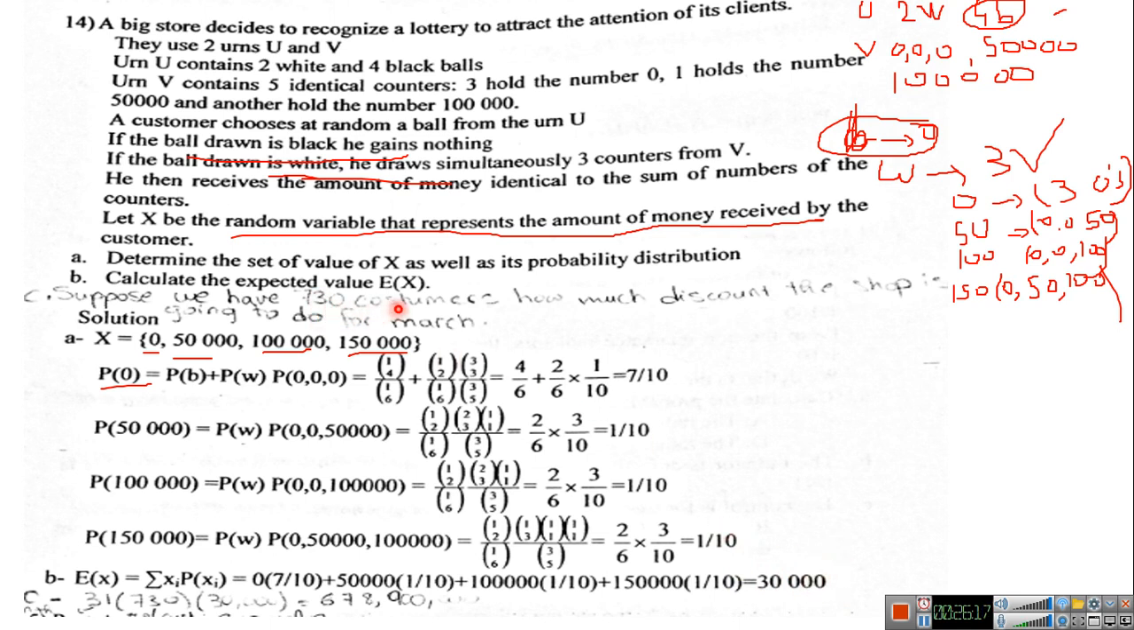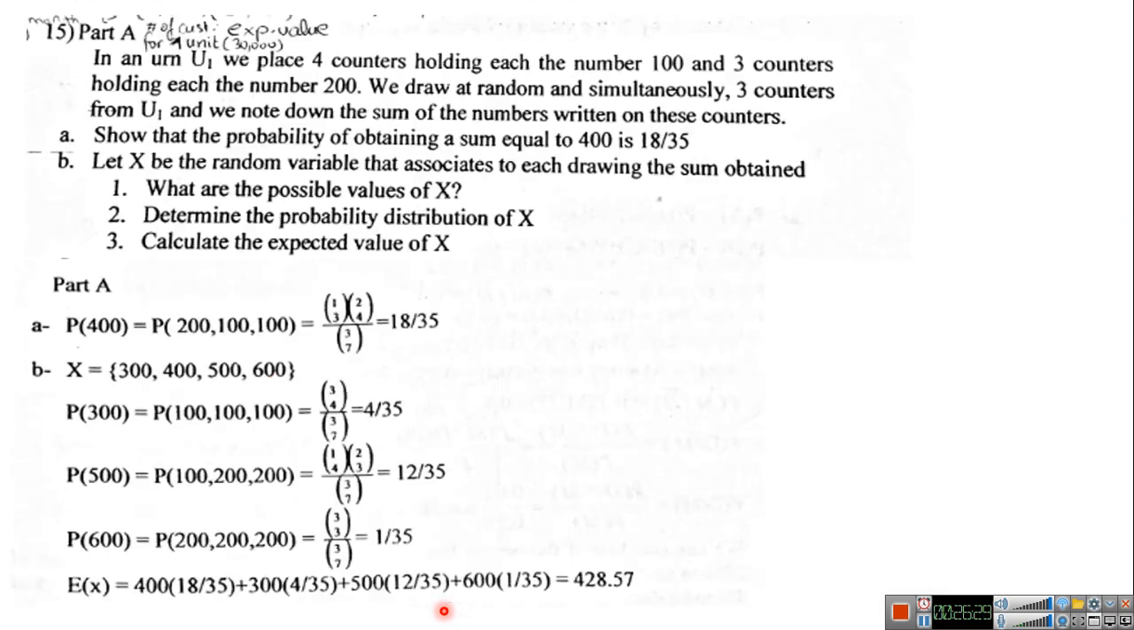Suppose we have 730 customers. How much discount are we going to get? We do 730 times 30,000. It will be 678,900, maybe 1,000, whatever. Part A, this problem.